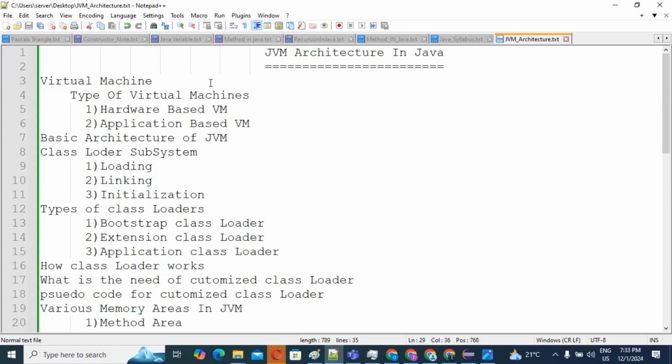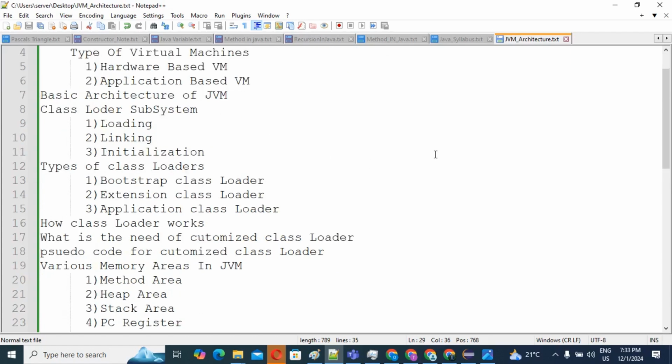Guys, the next topic is how the class loader works. After knowing all the class loaders, you should also know how the class loader works. Correct, guys? Then, what is the need for a customized class loader? Suppose you are going to create a customized class loader, how will it work? What is the need? Then I will explain some pseudocode for a customized class loader.